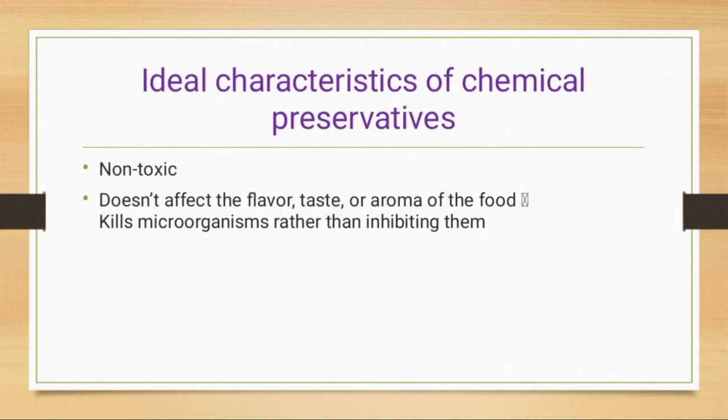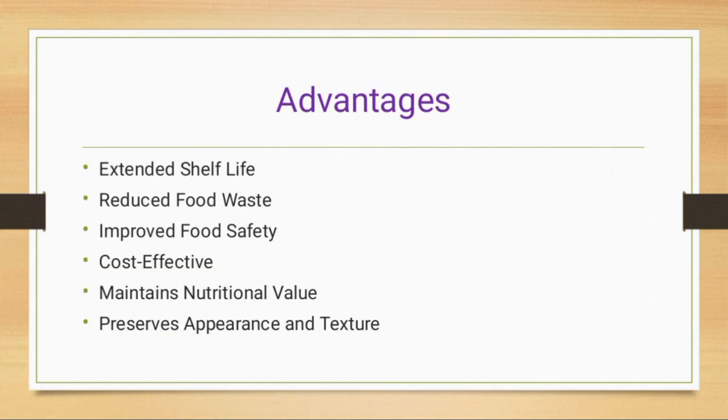A few added characteristics of chemical preservatives: non-toxic, does not affect the flavor, taste or aroma of the food, and kills microorganisms rather than just inhibiting them. Advantages of food preservatives, natural and chemical: extend shelf life, reduced food waste, improved food safety, cost effective, maintains nutritional value, and preserves appearance and structure.